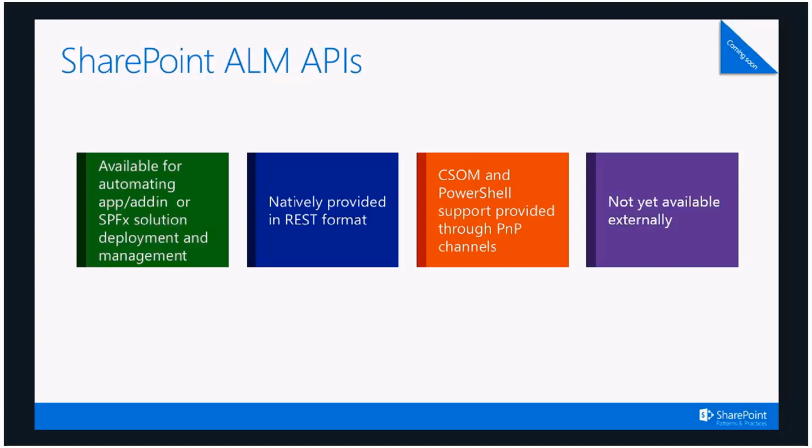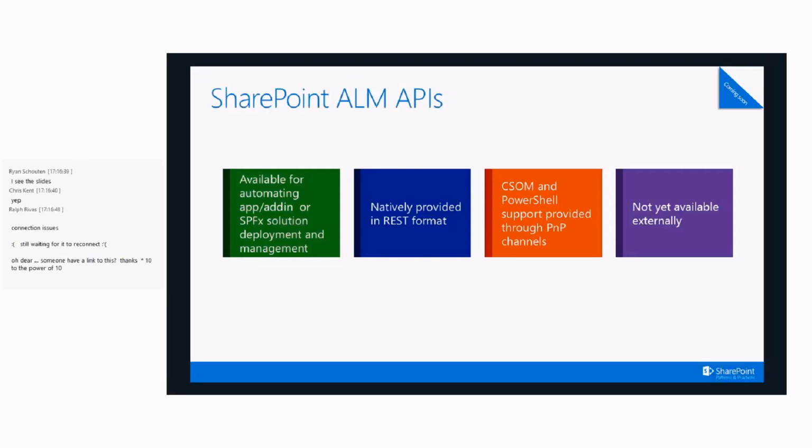Now, this is natively provided in REST format, so the native APIs are in REST. On the PnP side, we have actually already implemented the wrappers for CSOM and PowerShell. So today, for the simplicity of the demo, I'm going to use PowerShell to make the whole thing happen. That's just because it's super convenient and the easiest way to demonstrate to you what's actually happening. But just as well, you can use the REST APIs or CSOM in your managed code if that's what you're looking for. This is not yet available externally, so this is coming soon, like mentioned, within weeks rather than months. We'll get this one available.